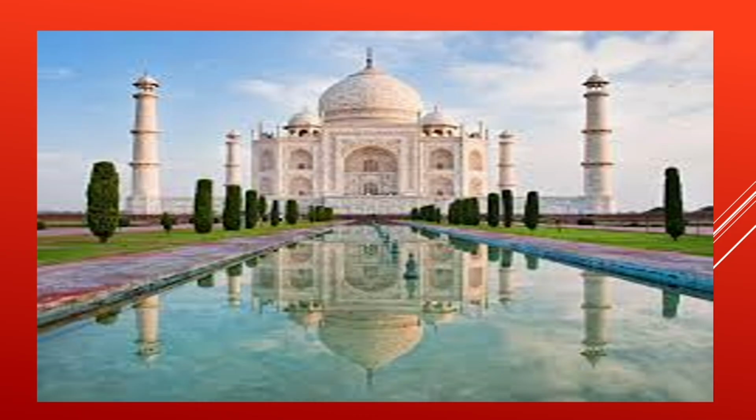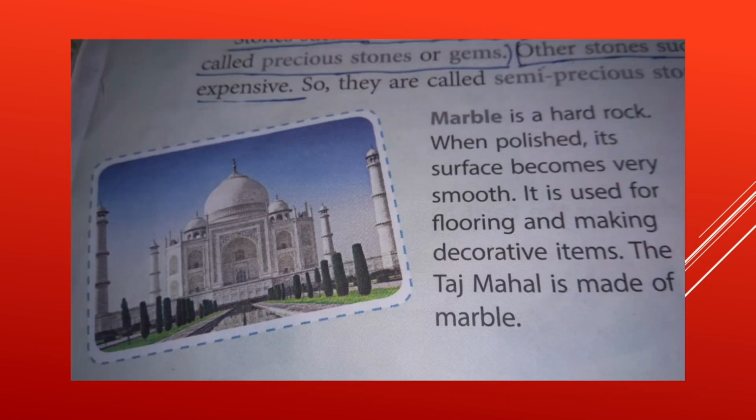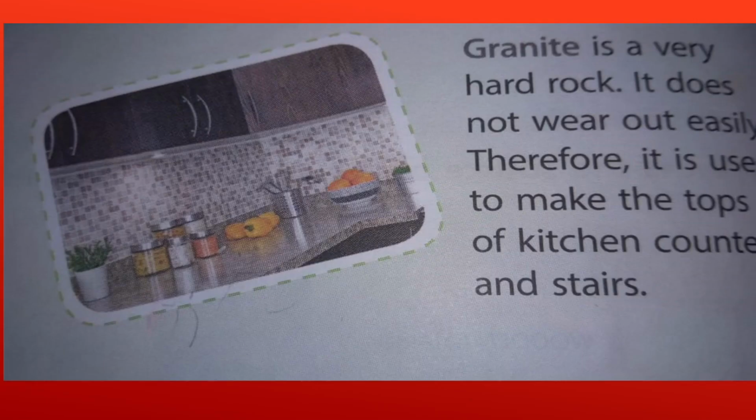This building is called Taj Mahal, and this is made up of marble. Okay, look at this. This is a picture from the textbook. See what is written at the side. It is a hard rock. When it is polished, its surface becomes very smooth, and it is used for flooring and making decorative items. And Taj Mahal is made up of marble. When you get a chance, do visit Taj Mahal. You can have a beautiful sight of this building made up of marble.